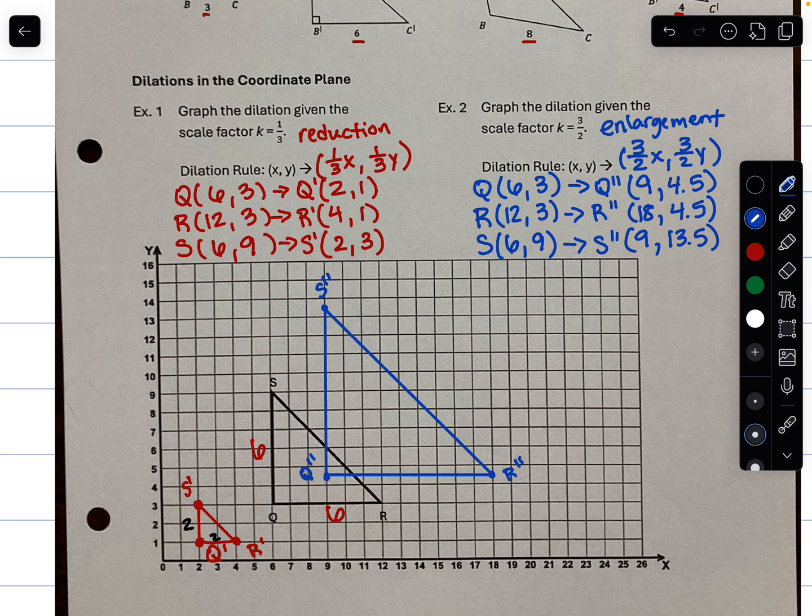Now, does anyone know the distance from S prime to Q prime and Q prime to R prime? How far is it from 9 to 18? 9. Same thing from 4.5 to 13.5, also 9. Okay?